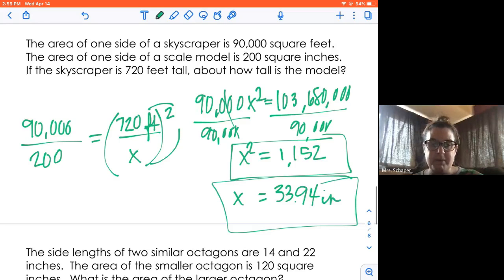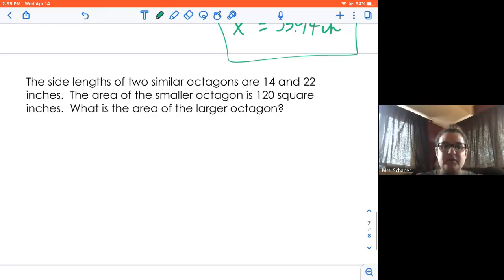Then we're going to be wrapping up Chapter 11. Here we go. The side lengths of two similar octagons are 14 and 22. The area of the smaller octagon is 120. What is the area of the larger?